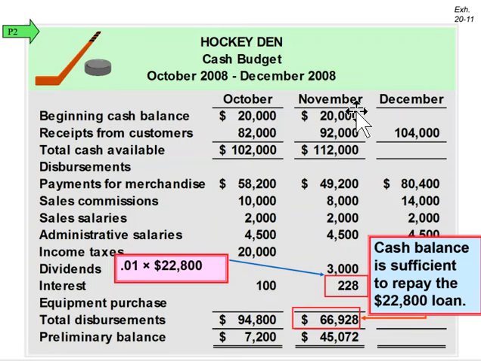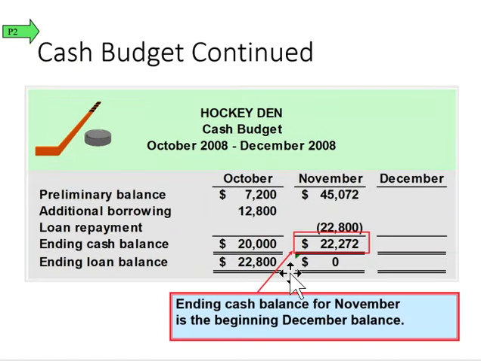Now in November, again, we've got all this information. It looks like their preliminary cash balance will be $45,072. So they should be able to pay back some of their pre-existing loan. Also, just to comment on the interest payment, it's their outstanding balance times 1%. Now, since they had excess cash, they wanted to pay back their outstanding loan, which was $22,800, which leaves them with $22,272, and their ending loan balance then will be zero.